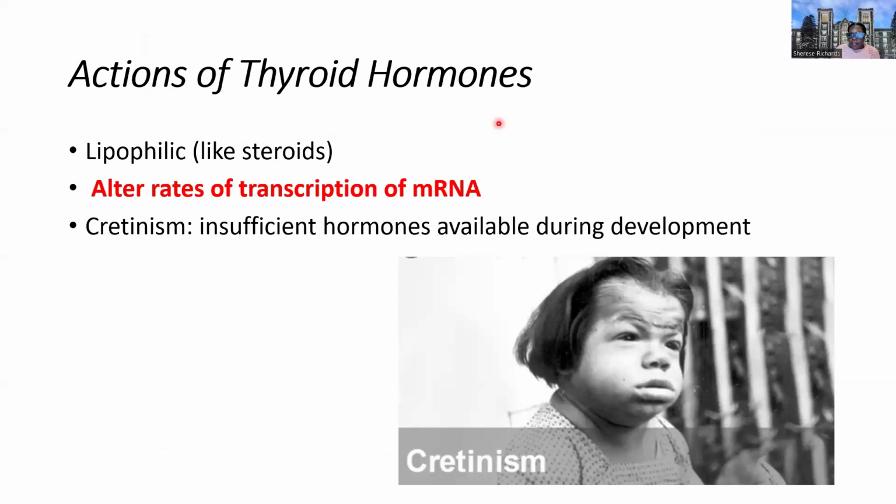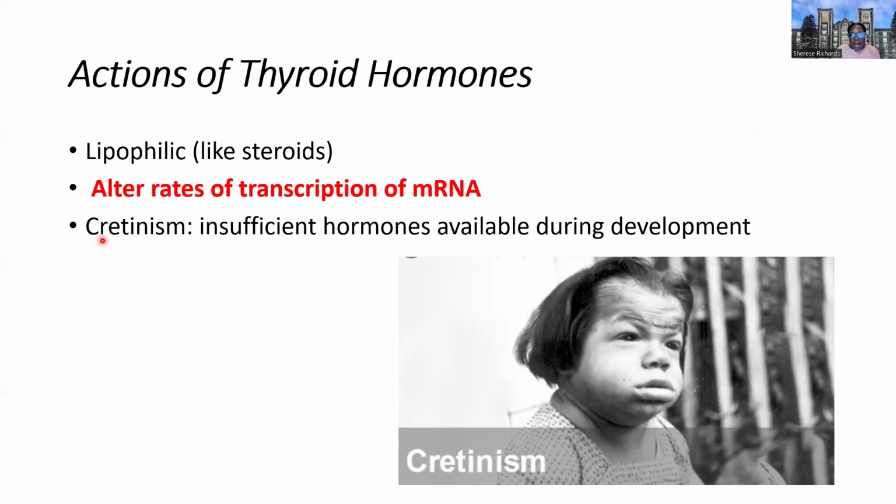Now, again, going back to the functions of thyroid hormone, it's lipophilic, so it functions like steroids. In fact, we need adequate amounts of fat in order to make some of these hormones. It's going to alter the rate of transcription of mRNA, so basically altering the rate of DNA transcription, the making of proteins, just overall the rate of production of proteins inside of our cells.